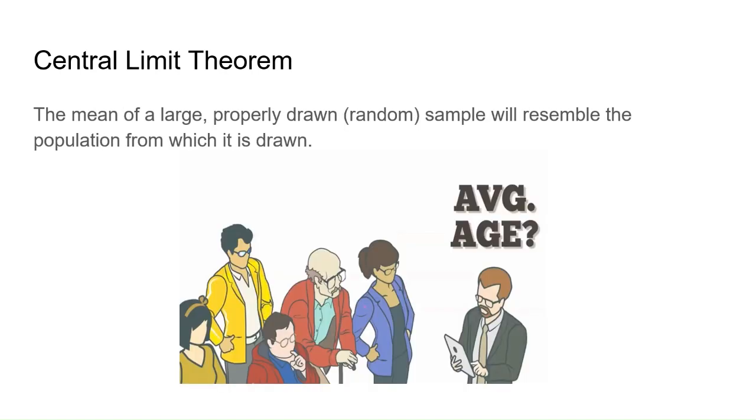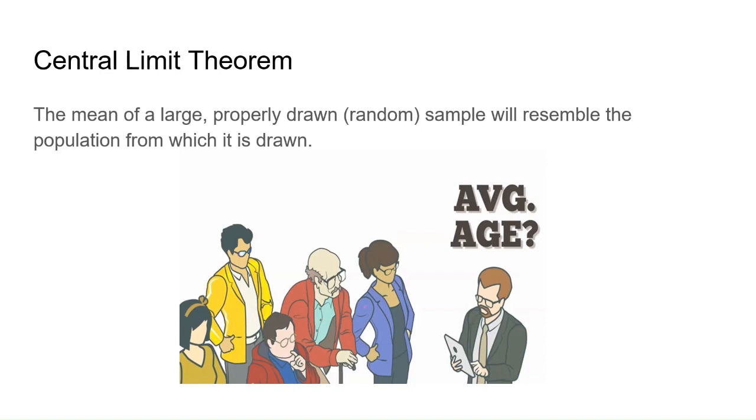In other words, the average of a random sample will closely resemble the average for the whole population as the sample size increases, regardless of the shape of the distribution. That means the more samples included, the more their distribution will resemble the population.